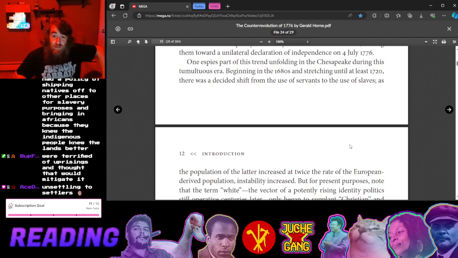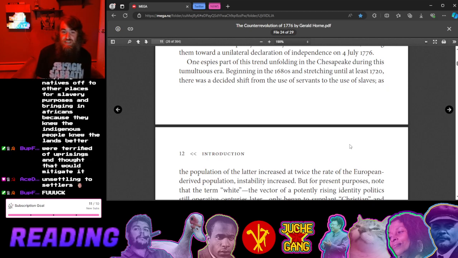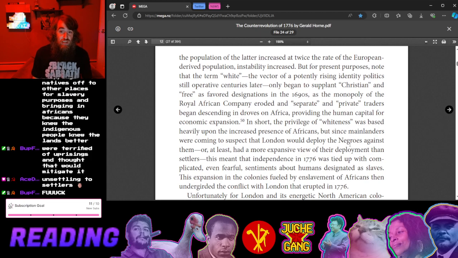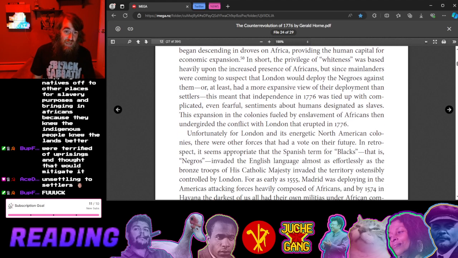One espies part of this trend unfolding in the Chesapeake during this tumultuous era. Beginning in the 1680s and stretching until at least the 1720s, there was a decided shift from the use of servants to the use of slaves. As the population of the latter increased at least twice the rate of the European-derived population, instability increased. But for present purposes, note that the term white, the vector of a potentially rising identity politics that still operates centuries later, only began to supplant Christian and free as favored designations in 1690, as the monopoly of the Royal African Company eroded and separate, private traders began descending in droves on Africa, providing the human capital for economic expansion.